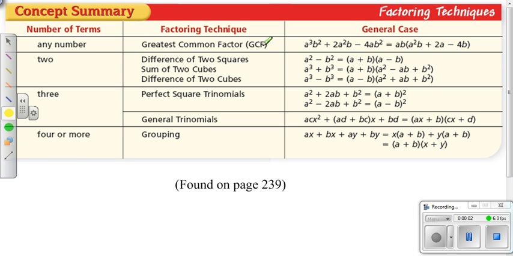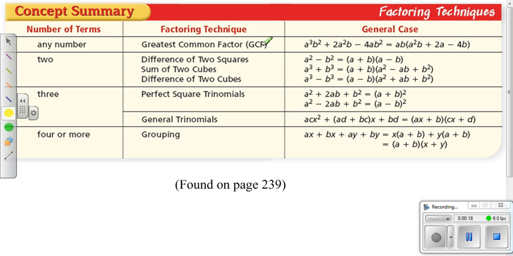Okay, today we have the lesson 5.4 video, which is all about factoring. Factoring should be a review from Algebra 1, but we're going to go over a bunch of these to make sure we have these down. As you can see, we have a table of a bunch of different factoring techniques.